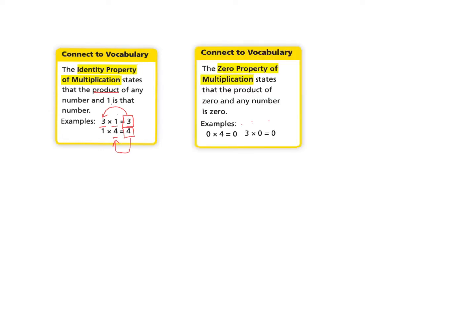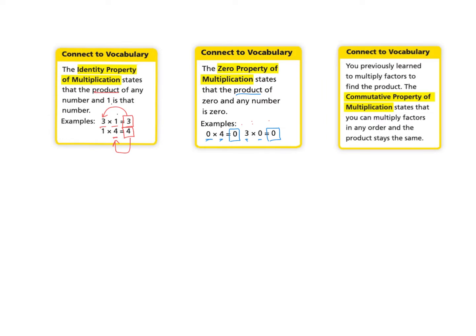Next, we have the zero property of multiplication, which states that the product, again the answer, of 0 and any number is 0. So here are some examples. When we have 0 multiplied by the number 4, our product is going to be 0. And we have another example here where 3 is multiplied by 0 and the product is 0.